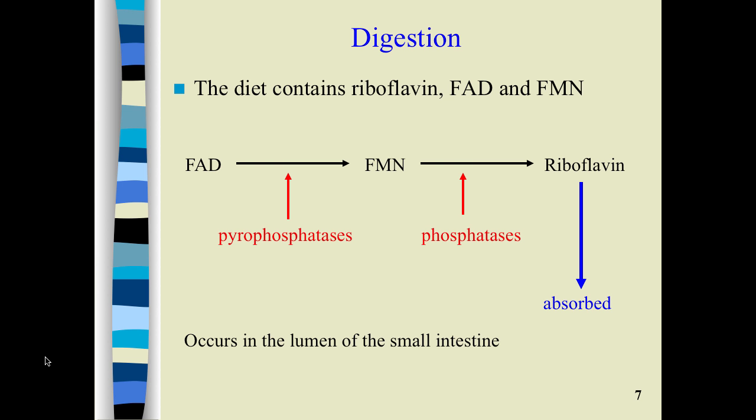Okay, now what do we do? Well, the diet contains riboflavin, FAD, and FMN. If we consume the coenzyme forms, there are enzymes in our gut, specifically pyrophosphatases and phosphatases, that convert FAD to FMN. Right? This is cleaving in between the phosphates. So we go from FAD to FMN, and then that final phosphate is removed to give us riboflavin. That's how it's absorbed. So again, coenzymes are consumed, and they're modified to vitamin to be absorbed. This occurs in the lumen of the small intestine. So like thiamine, most digestion and absorption occurs in the small intestine.